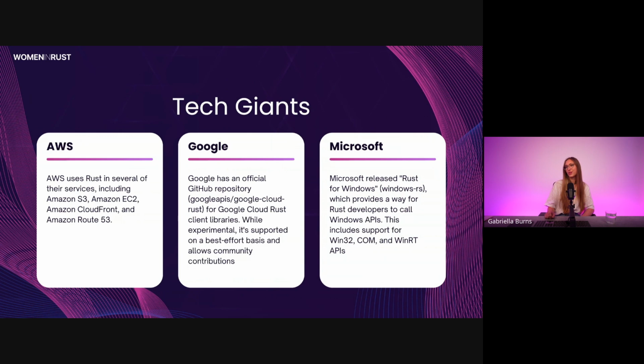So let's start with AWS. They use Rust in several of their services, including Amazon S3, EC2, CloudFront, and Route 53.